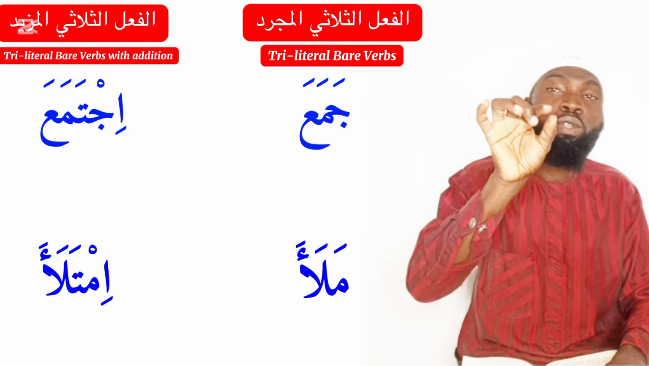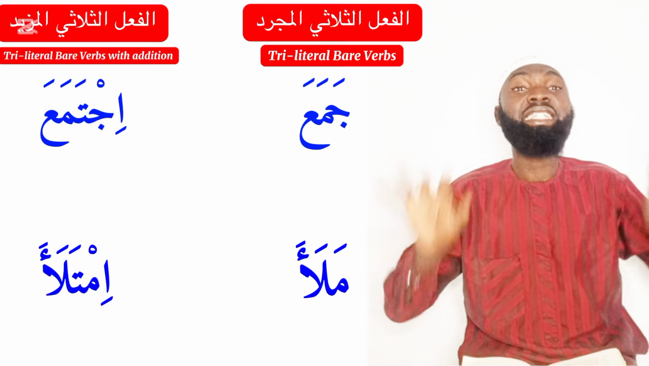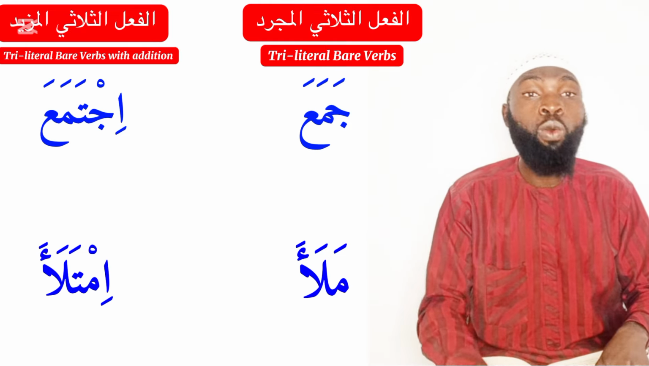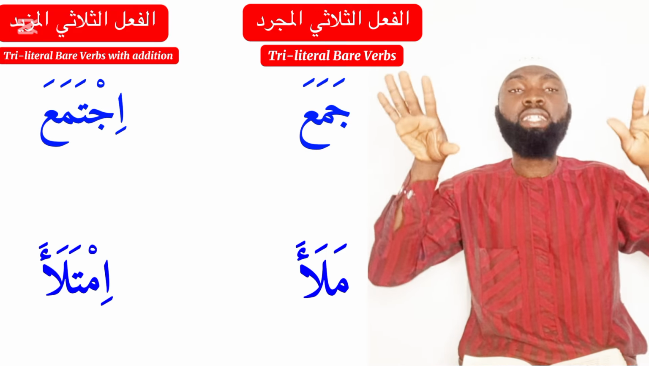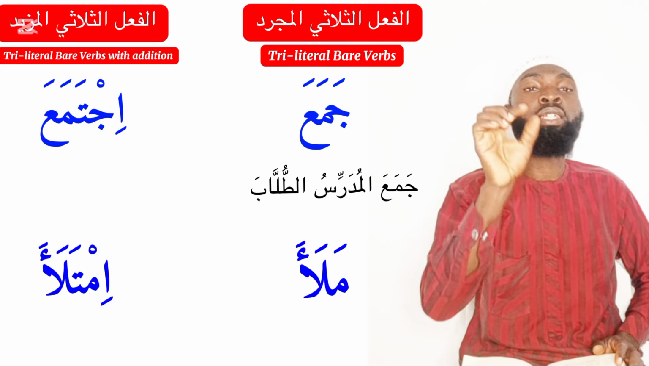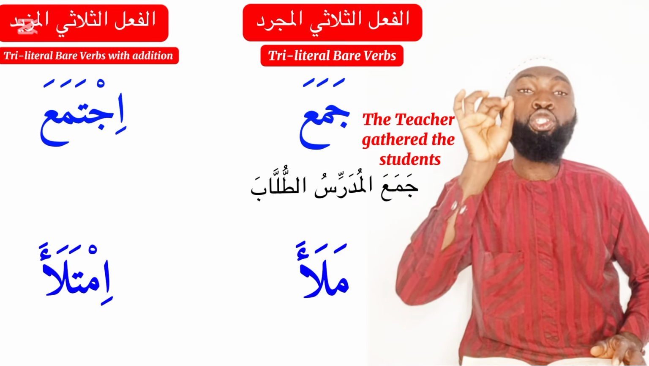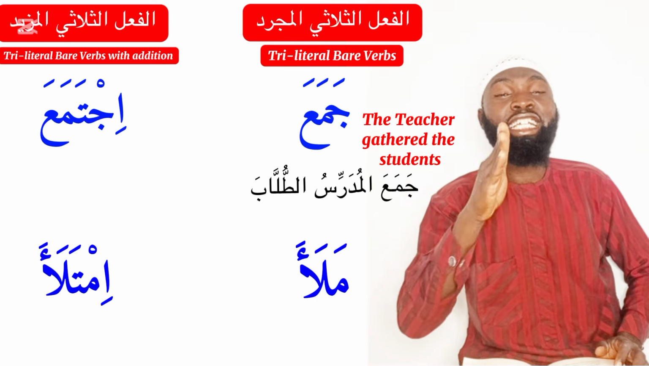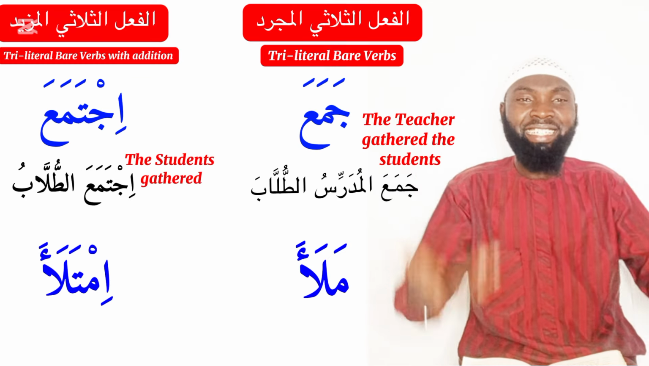And from our previous discussions, we had told you that there are several ways in which an addition could be made to the 3 literal verbs. Like in the last one, link placed above, we discussed how hamza and noon could be added to these words. Let's quickly look at the meaning of these words on the board. Look at the word jama'a. In an example, I can say jama'a al-mudarrisu tullaba, which means the teacher gathered the students. But using the word ijtama'a, I will simply say ijtama'a tullabu, which means the students gathered.